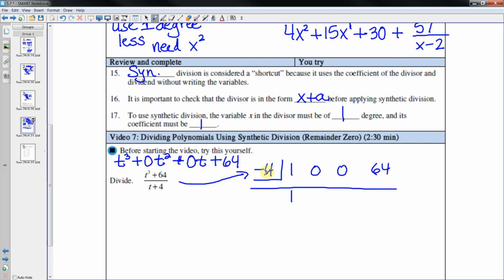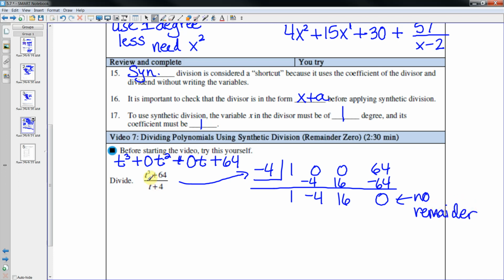Bring down the 1. Negative 4 times 1 is negative 4. 0 minus 4 is negative 4. Negative 4 times negative 4 is positive 16. 0 plus 16 is 16. 16 times a negative 4 is a negative 64. 64 minus 64 is 0. So there's no remainder on this one because I had a 0.